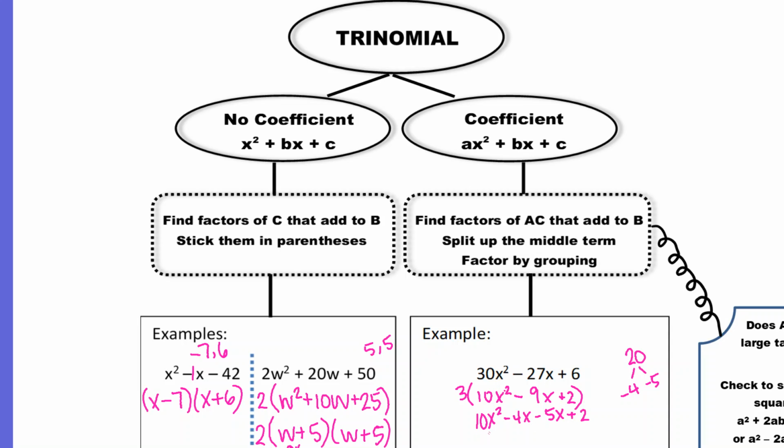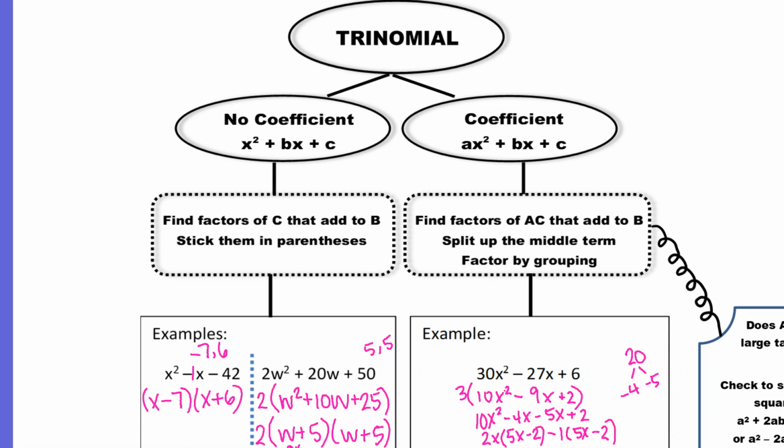We can factor out from the first two terms a 2x, which leaves me with 5x minus 2. Over here, that must also be 5x minus 2. And to make that work, that must be a negative 1. So my parenthesis that repeats is 5x minus 2. The stuff I pulled out is 2x minus 1. And then don't forget that 3 we pulled out originally.